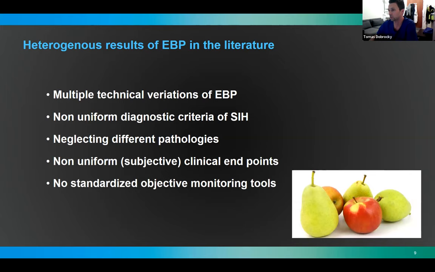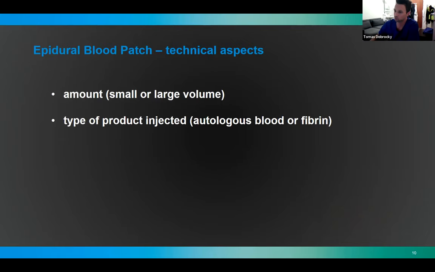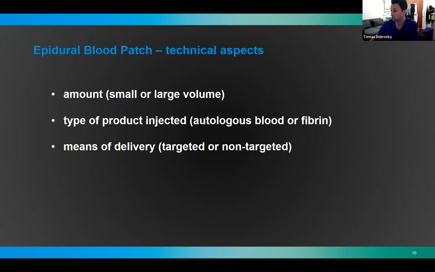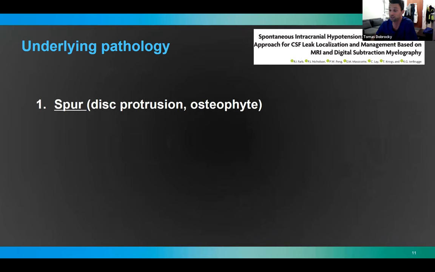And so just looking at the blood patch technique, there are variations. You can inject a small amount or a large amount. You can inject different kinds of products. You can inject autologous blood, or you can inject fibrin. You can do it targeted, as I showed you, with fluoroscopy or CT, or you can do it blindly. So there are a lot of different techniques. And also whether you do it at the suspected level, in a targeted or a non-targeted manner, there are a lot of things that come into play, which make things a little bit more complicated and actually make it a far less easy subject than we supposed.